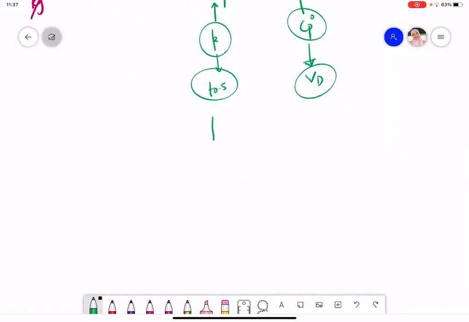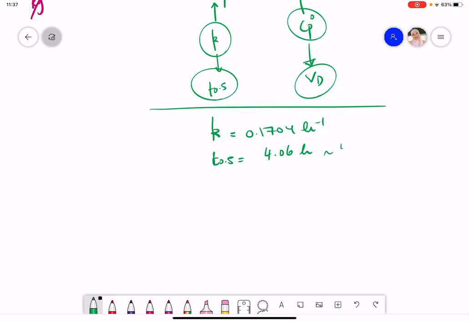Okay, so let's write our answers here. You will have K equal to 0.1704 hour minus 1, and we will have the half-life equal to 4.06 hours, which is about 4 hours.